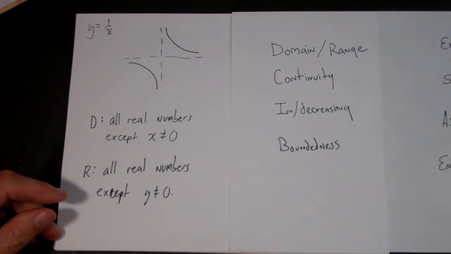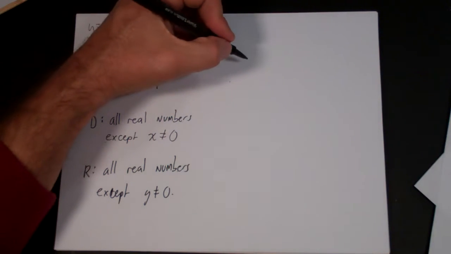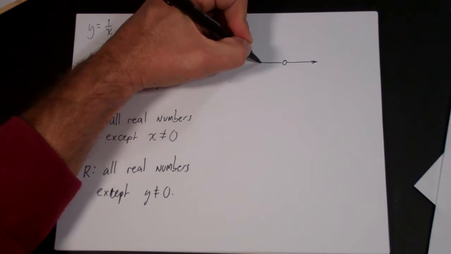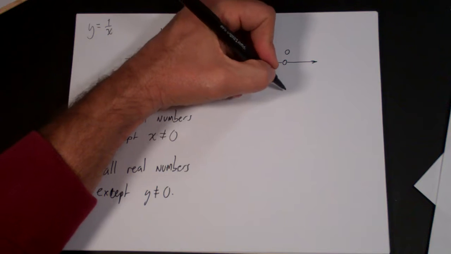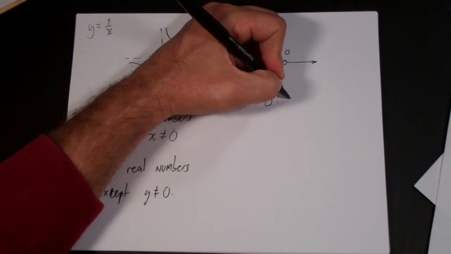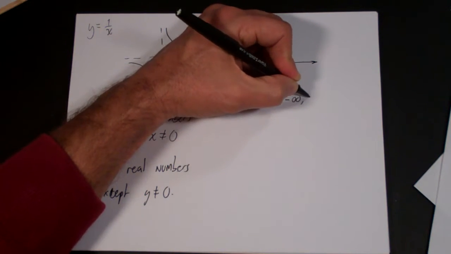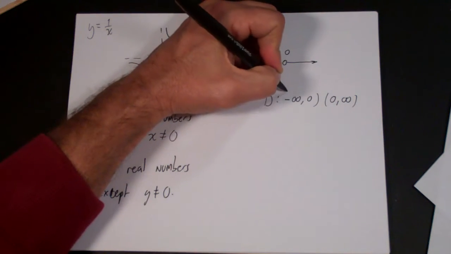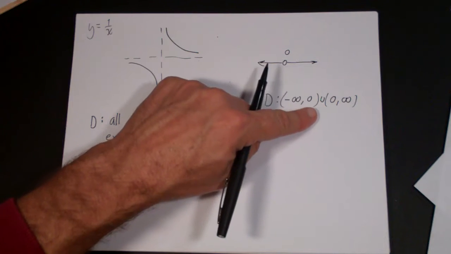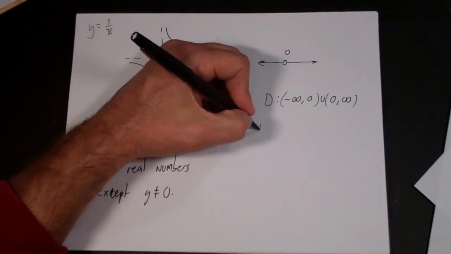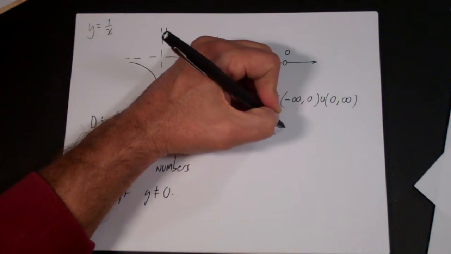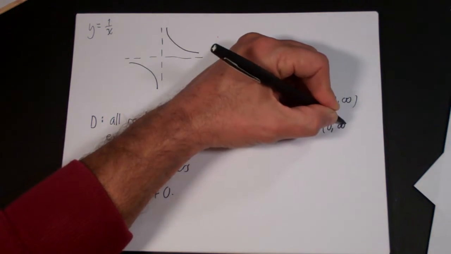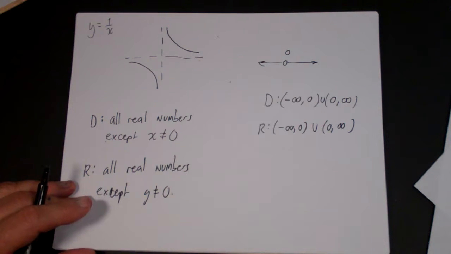And let's go ahead and write that in interval notation. If we would graph that, it would be something like that, right? Where this is 0, that's what x is. So the domain is going to go from minus infinity to 0, and then from 0 to infinity. You put a union sign there, or you can put an and there if you want to. And the range is going to be the same, from minus infinity to 0, and from 0 to infinity. And that's the domain and range.